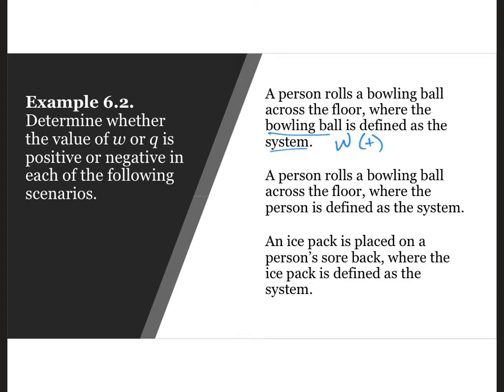In the second scenario, we're switching our perspective from the system being the bowling ball to the system being the person. The person is doing work on their surroundings, transferring energy to the surroundings in the process, so W is negative. In the last scenario, no work is being done, so we're talking simply about the flow of heat from the person's sore back to the ice pack. Since heat is flowing into the ice pack, and the ice pack is defined as our system, Q is positive.